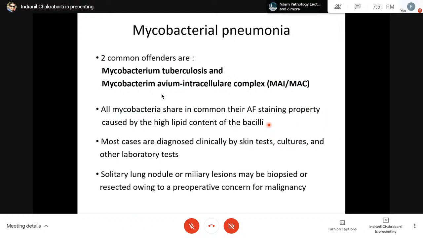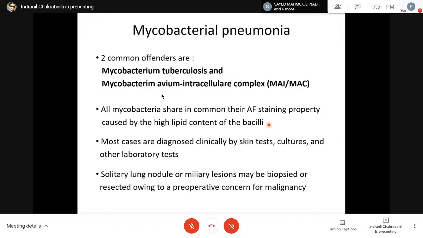Now coming on to the chronic type of pneumonia. So these usually present with acute type of pneumonia. Now mycobacterial pneumonias are chronic type of pneumonias. The most common offenders are the Mycobacterium tuberculosis or the Mycobacterium avium intracellulare complex, the MAI or MAC. Now, all mycobacteria share in common the acid fast staining property caused by the lipid content of the bacilli. So they don't stain easily with the regular stains. We have to heat carbol fuchsin so that it can enter this high lipid content layer, the mycolic acid layer of the bacilli, and again we have to decolorize it with H2SO4.